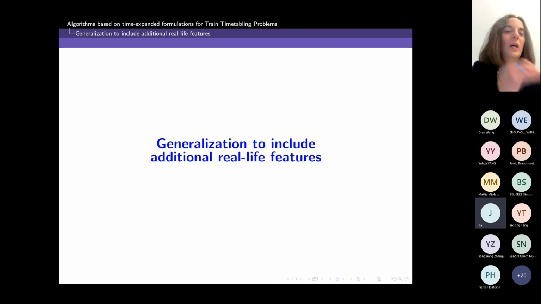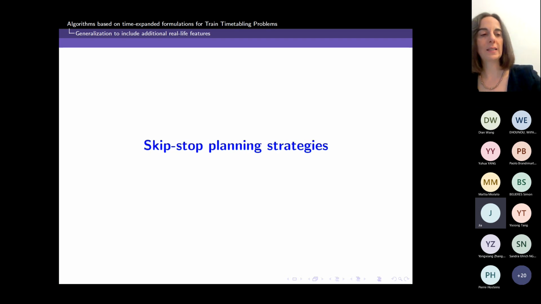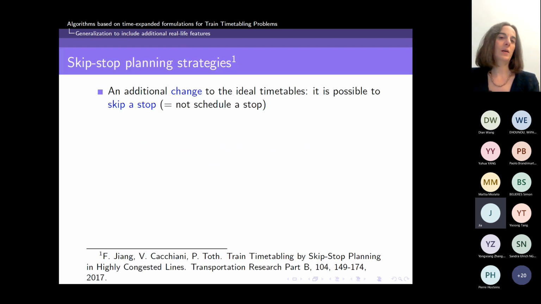And then I want to extend them to include some additional real-life features. And the first one is a skip-stop planning strategy. So skip-stop planning strategy means that we have basically in our set of options for the changes that we can apply to the timetable, we also have the possibility of skipping a stop. Skipping a stop, again, because we are in planning, it means that we decide not to schedule a stop. So this is an additional possibility to get a feasible timetable. If there is a conflict, maybe we can skip a stop and then there is no issue between these trains.